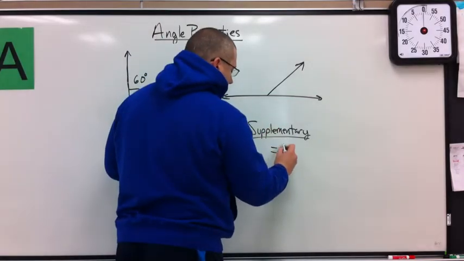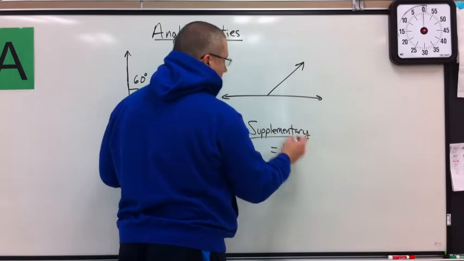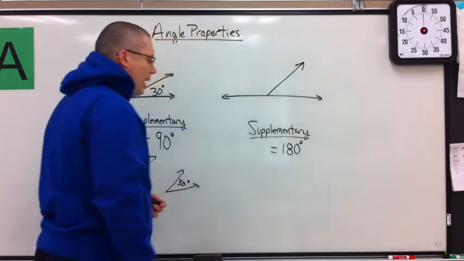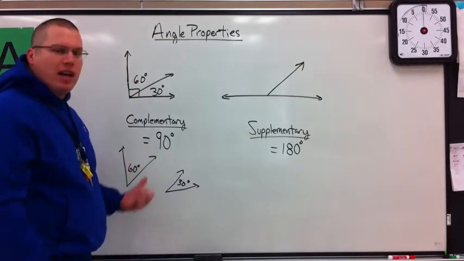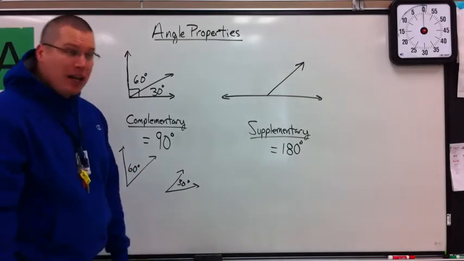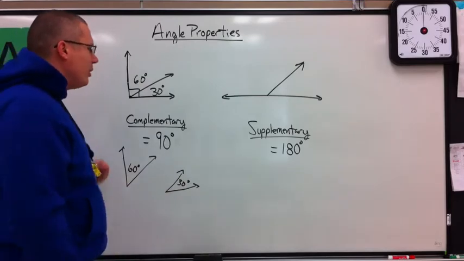Supplementary is equal to 180. Same concept, two angles that go together to form a certain number. Now here's where it helps to remember which is which, because kids always forget. Complementary is 90, supplementary is 180. Which is which? They both sound similar.